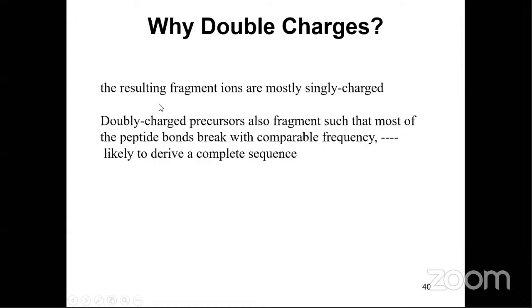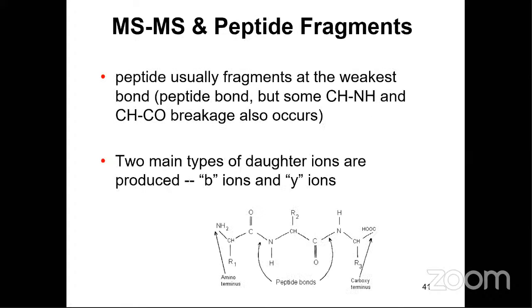Why doubly charged? When I take a doubly charged ion and fragment it, you end up with a singly charged ion, and it's very easy to get it analyzed in the analyzer of the MSMS. Let's look at the peptide fragments a little. Like I said, C double bond O, N: this is the peptide bond. If you take a short peptide, we have one bond here, and so on.